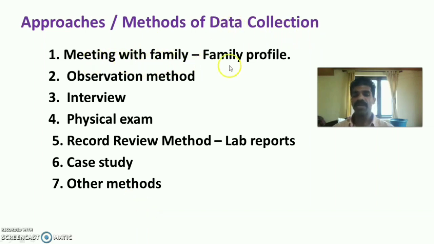So meeting with the family, that is through family profile, observation, interview, physical examination or health assessment of the family members, record review method, case study and other methods. So these are the methods or approaches to collect the data from the family.